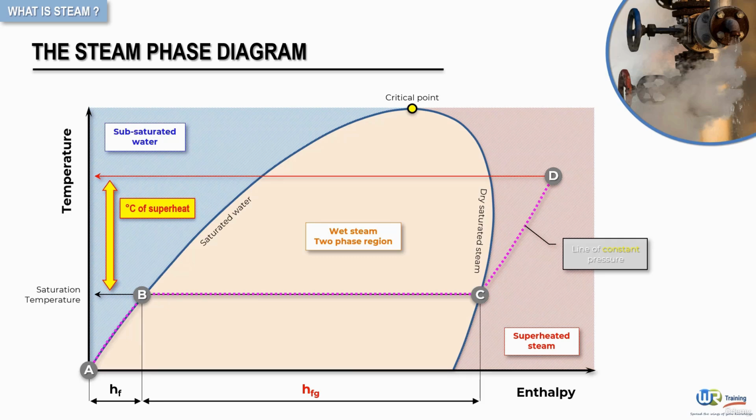The critical point occurs at 374.15 degrees Celsius and 221.2 bar absolute for steam. Above this pressure, the steam is termed supercritical, and no well-defined boiling point applies.